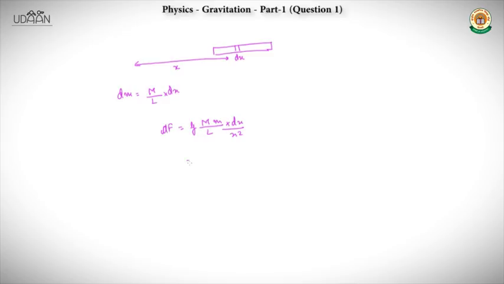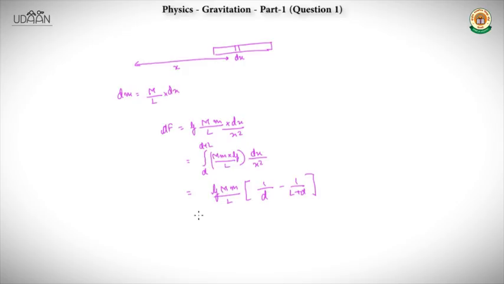So now while integrating the whole thing, we'll integrate it from d to d plus L, and all the constants will come out, G M m upon L, into dx upon x square. So while integrating it and putting the values, I'll directly write it down. It will come out to be 1 upon d minus 1 upon L plus d. So this is equivalent to the force.